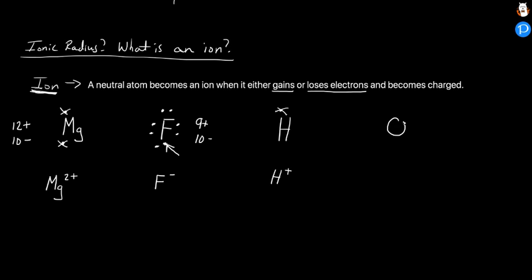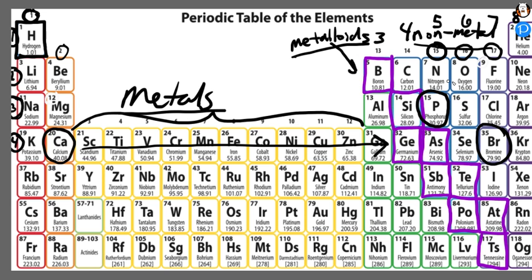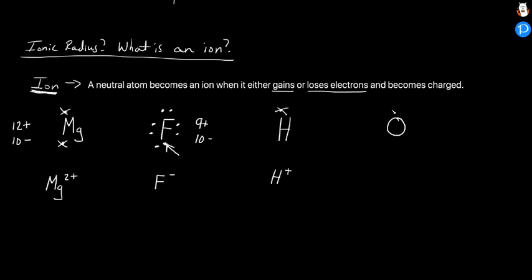Let's do one more. How about oxygen? Oxygen, if we look, is right here in group 16, meaning it has 6 valence electrons. So 1, 2, 3, 4, 5, 6. For oxygen, again, it's going to be like fluorine. It's going to gain 2 electrons. And so oxygen, since it's gained 2, is now 2-.